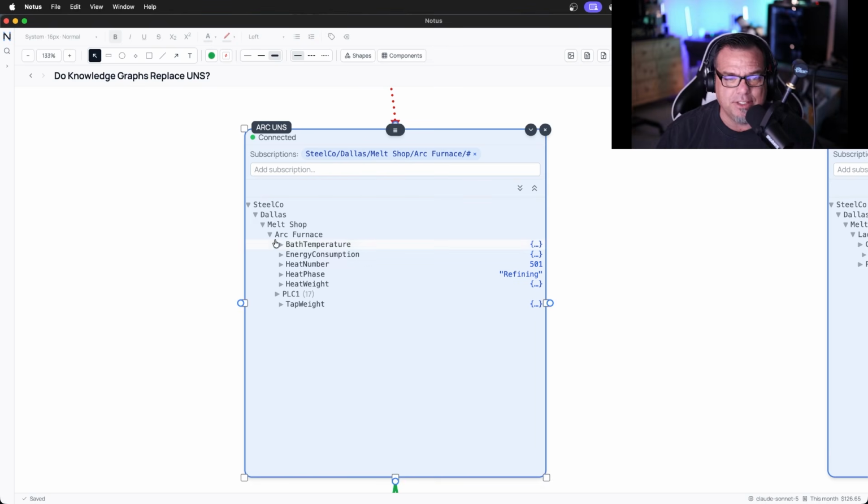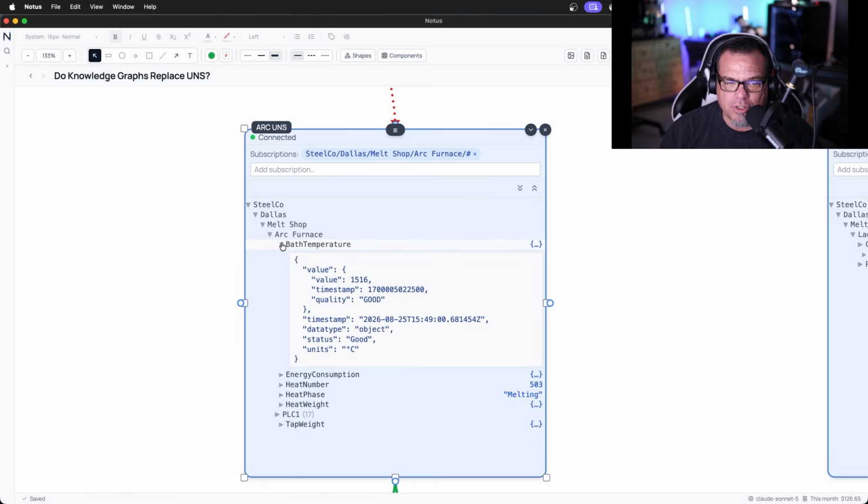And we organize the business in a UNS, and then we drop in our PLC data. We connect our PLC, we bring in the raw data points from the PLC, and then we abstract from the database and the PLC data to create a UNS that gives us current state.